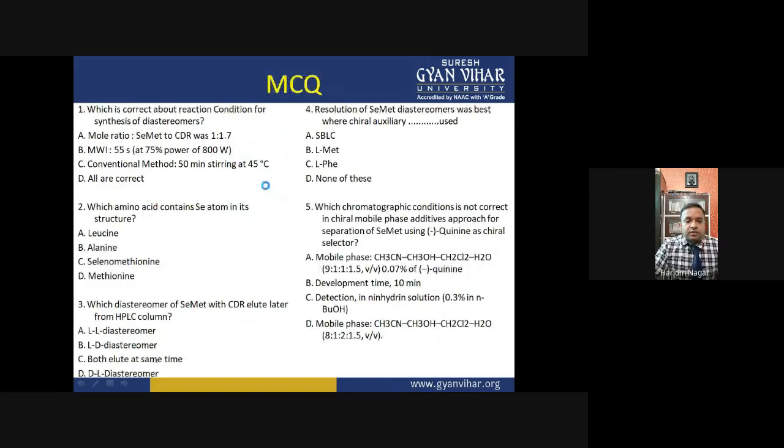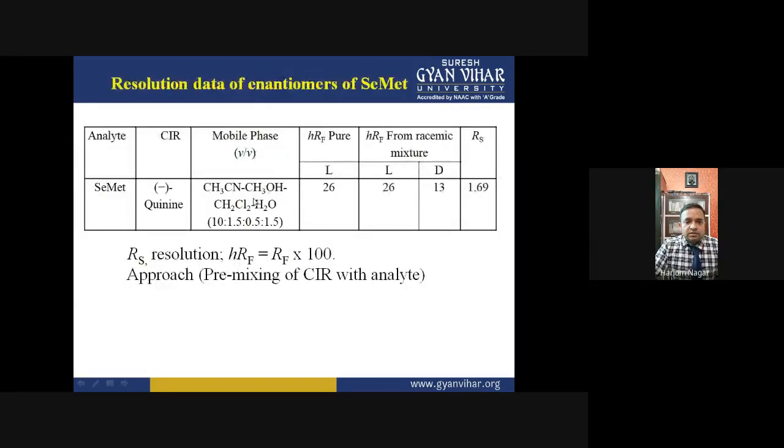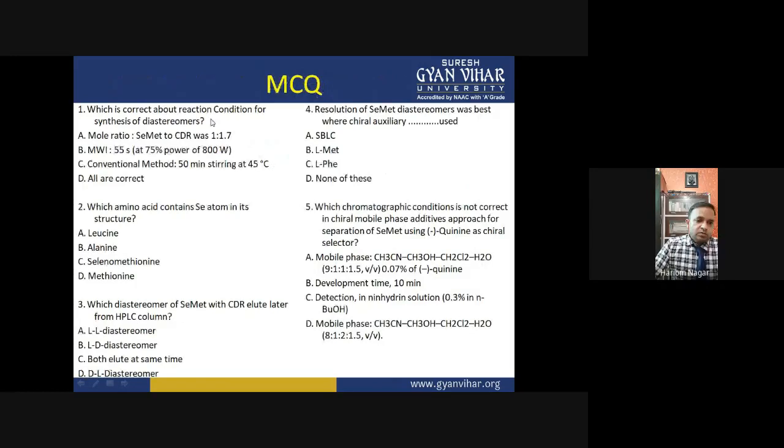So now the MCQs. This is the table. So the first question is, which is correct about the reaction conditions for synthesis of diastereomers. The mole ratio was taken 1 to 1.7, microwave condition was used, and the conventional method was used for 50 minutes at 45 degrees centigrade. So all are the correct reaction conditions.